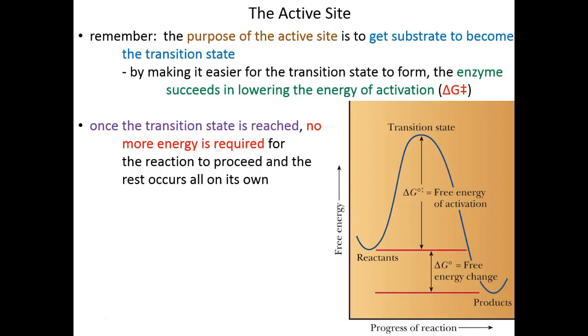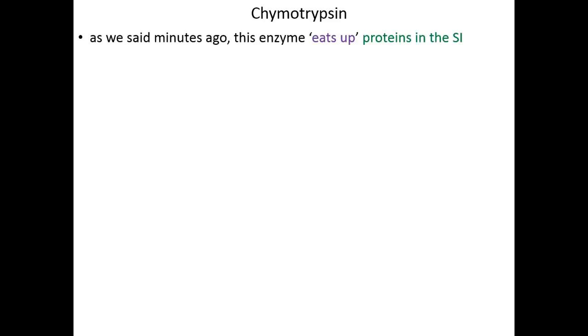Either it cracks, or it changes into something new, or it makes a bond with another substrate molecule, but all of that is energy releasing, and so we have an overall negative delta G. The transition state spontaneously collapses into product. So let's talk now specifically about chymotrypsin.